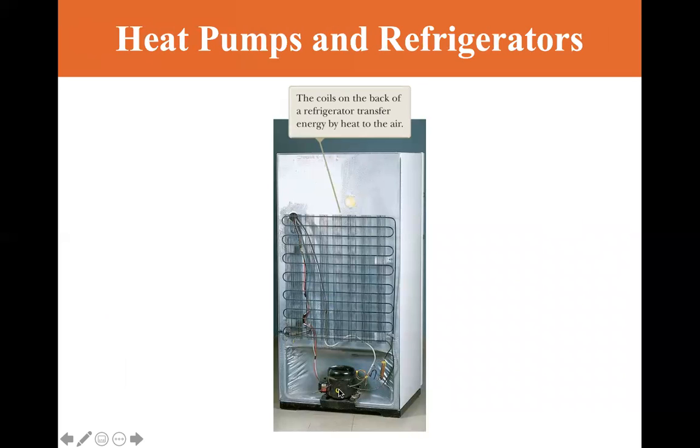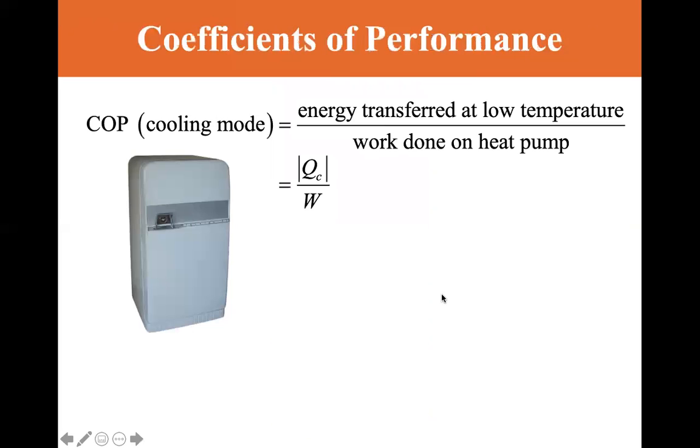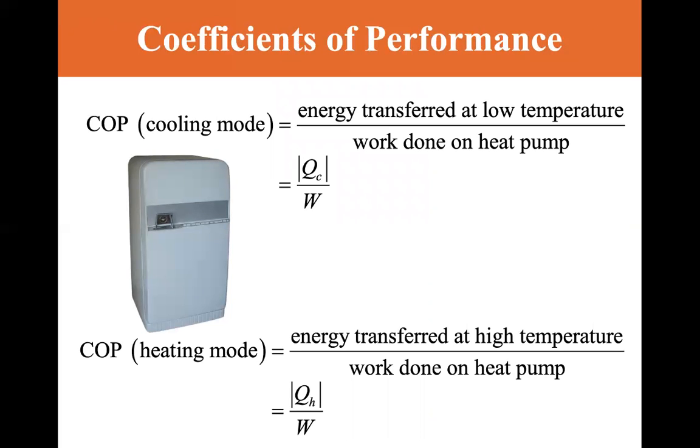You have the compressor here, and the compressor compresses the refrigerant, and it expands. When it expands, it cools, and it draws whatever energy is in the cold chamber out so that it gets colder, and it expels it here at the back of the refrigerator. The coefficient of performance, the COP in the cooling mode, is the energy transferred at low temperature divided by the work done on the heat pump. The COP in the heating mode is the energy transferred at high temperature divided by the work done on the heat pump. So one is the absolute value of Q cold over the work, and the other is the absolute value of Q hot divided by the work.